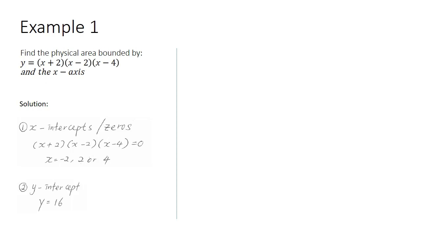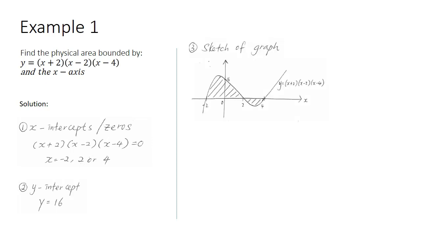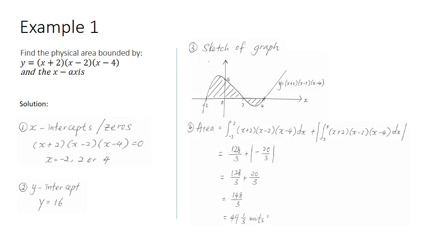Next, we can find the y-intercept. We can substitute x equal to 0 in the function and we get y equal to 16. So this is the y-intercept. Now we can sketch the graph. We can see that the area is divided into two parts. One part is above the x-axis, the other part is below the x-axis. Finally, we can calculate the total area.